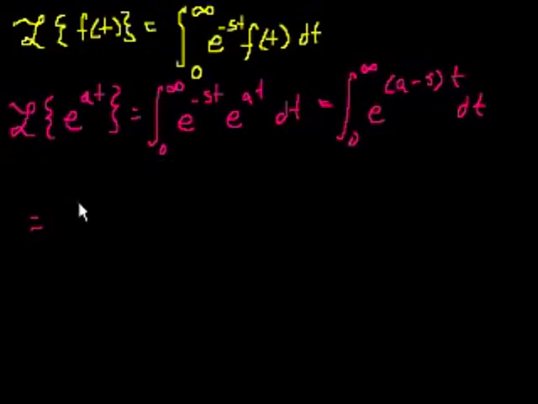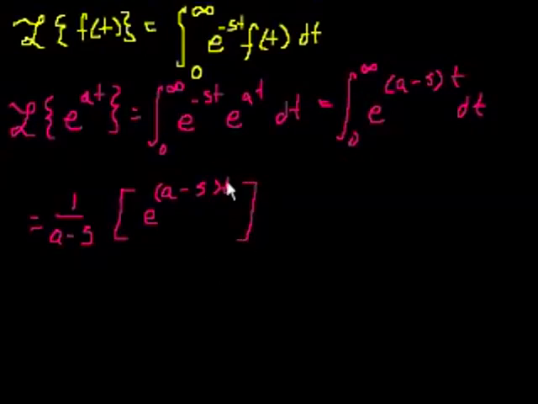So it's equal to 1 over a minus s. That's just going to be a constant, right? So we can just leave it out on the outside. 1 over a minus s times e to the a minus s t, and we're going to evaluate that from t is equal to infinity, or the limit as t approaches infinity, to t is equal to 0.